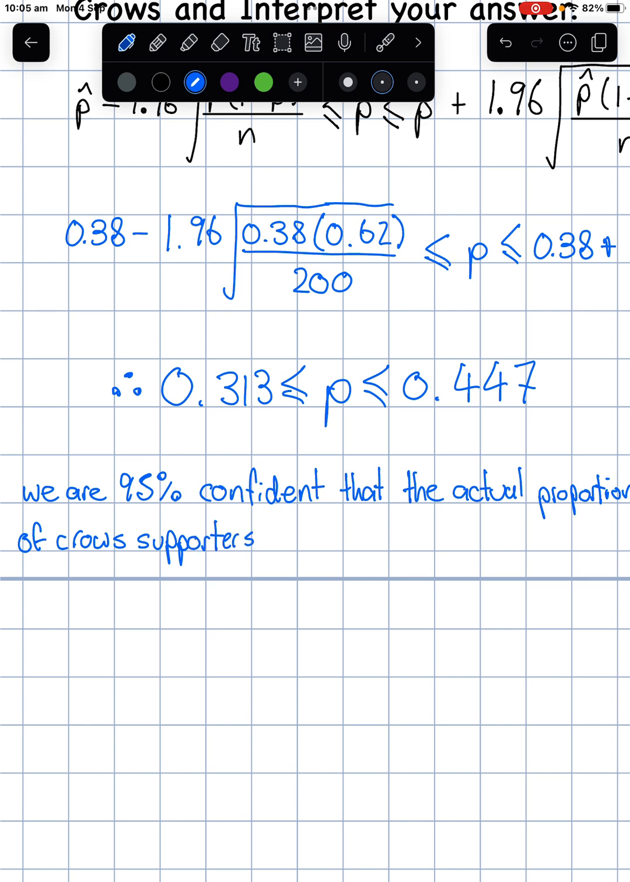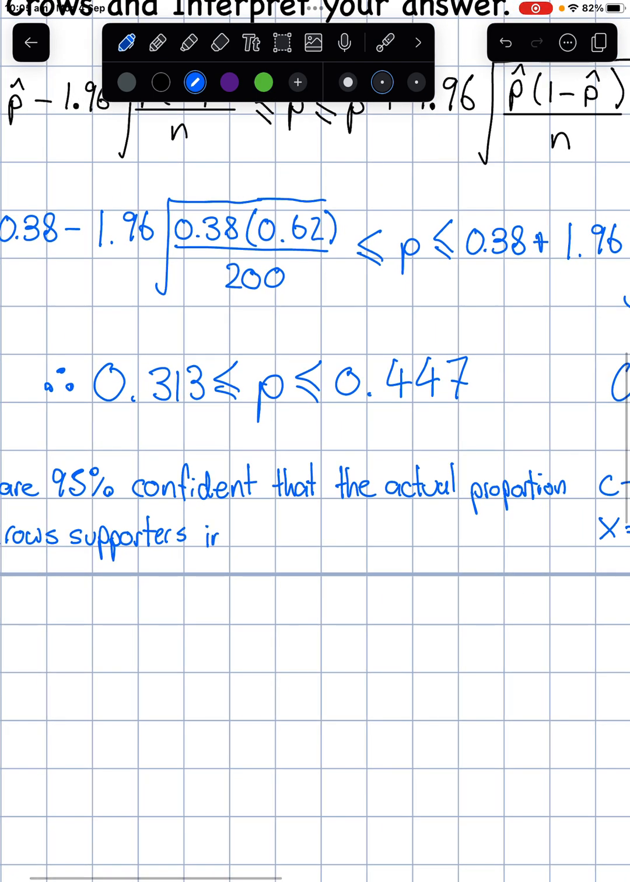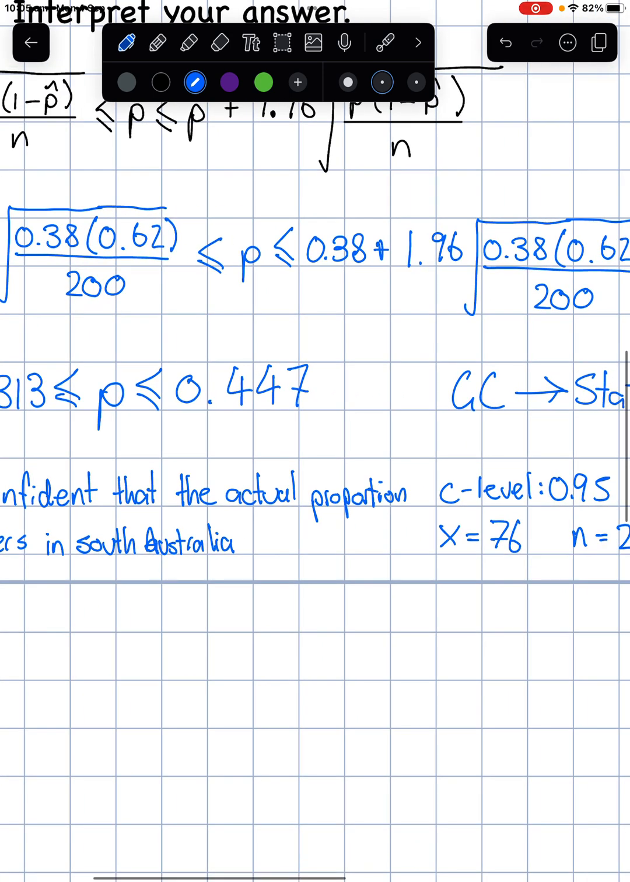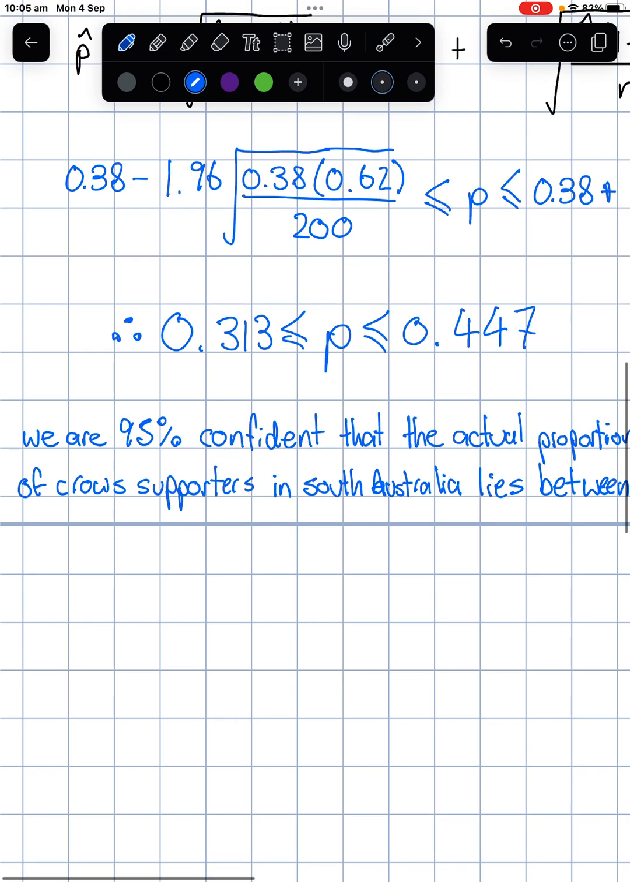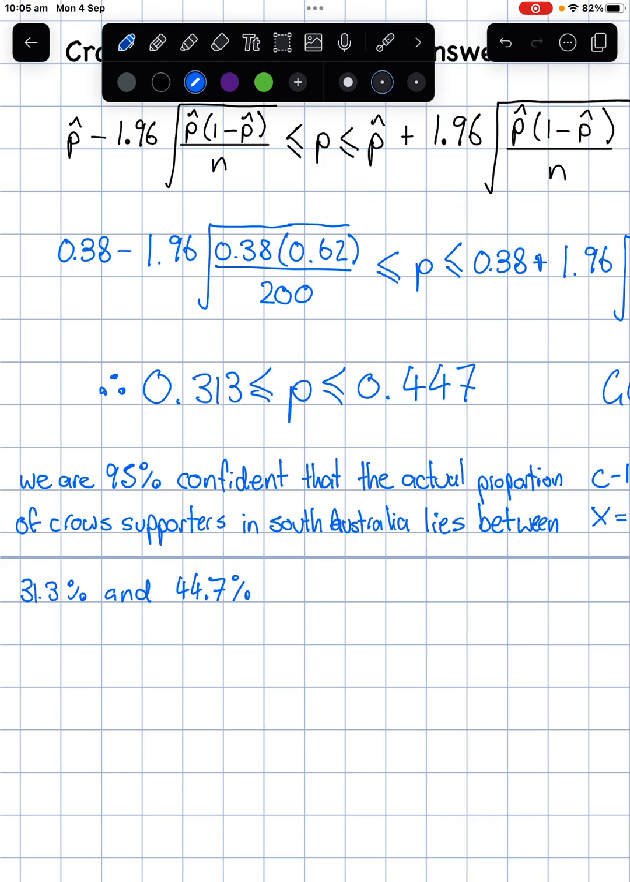now, because in South Australia, we've got to include this because the question included it as well, in South Australia lies between 31.3% and 44.7%. All right, and that's it for the question.